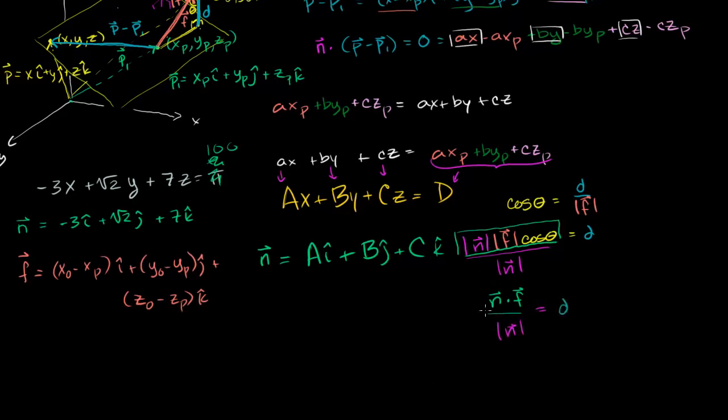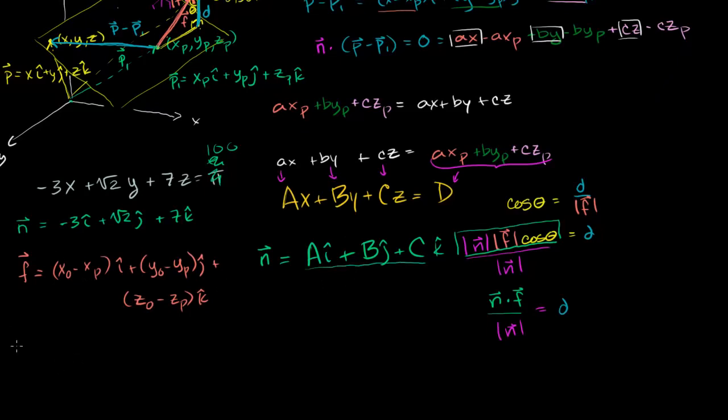So let's do that. Let's take the dot product between the normal and this. And we already figured out in the last video the normal vector. If you have the equation of a plane, the normal vector's components are just the coefficients on the x, y, and z terms. So this is the normal vector right over here. So let's literally take the dot product.